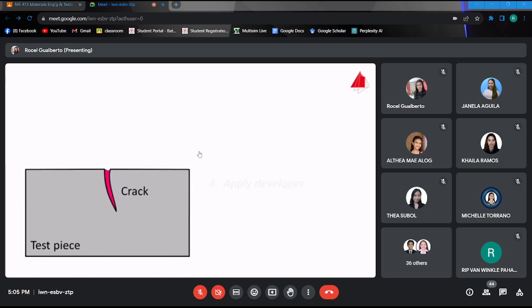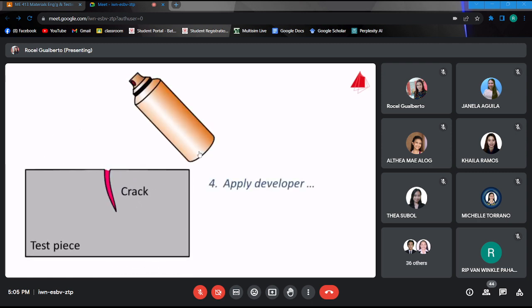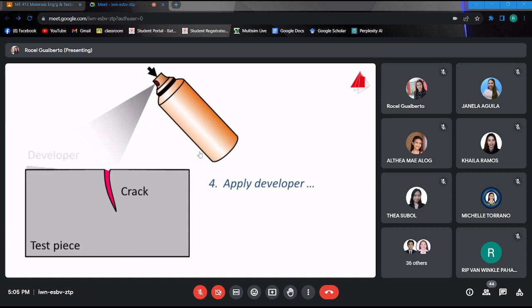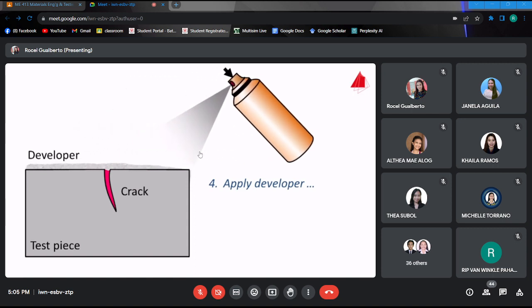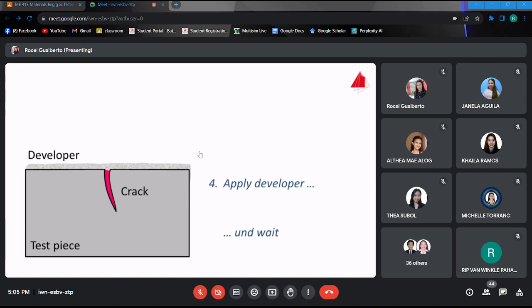Now, the fourth step. After drying the test piece, a developer is applied onto the surface. The developer is a fine-grained white powder suspended in a liquid. It forms an even coating on the surface. After drying, it draws penetrant from the crack out onto the surface. The location of the crack is indicated clearly on the surface.